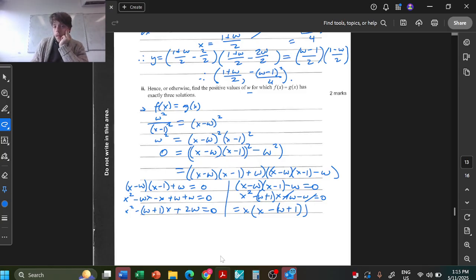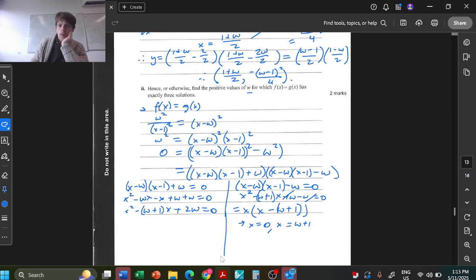It tells us that x must be a factor, so that x equals 0 and x equals w plus 1 are going to be factors. So now let's consider the other side of the equation here. So x equals 0 is always a factor. The positive values for w, for which it has 3 solutions.